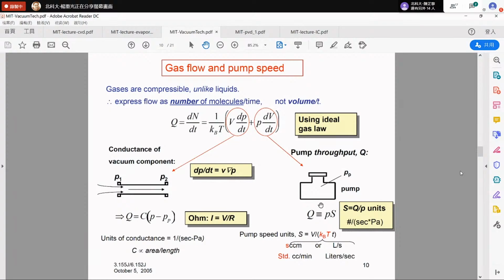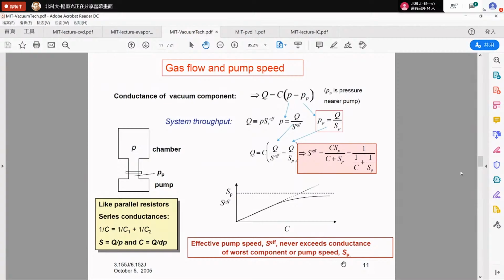So the pumping speed will be S equal to V divided by kBT times T. Normally for pumping speed we use units of SCCM, which is standard cc, a volume, divided by minute, or liter per second.